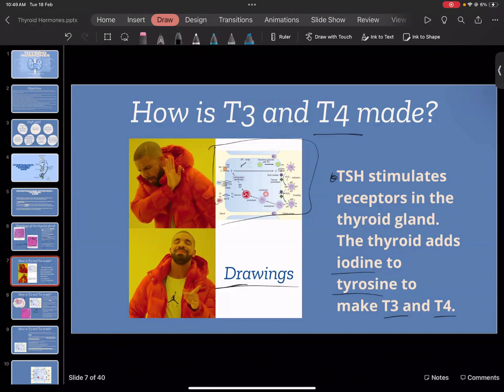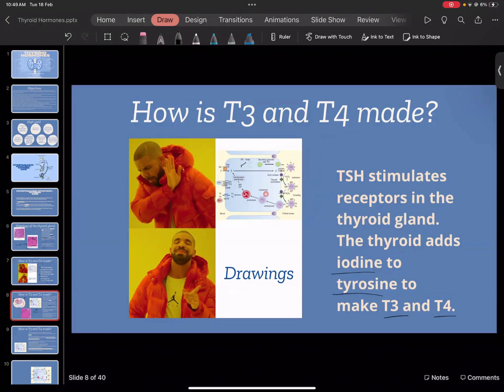First off, the TSH stimulates receptors in the thyroid gland. I already said this. The TSH comes from the pituitary gland, and it stimulates the receptors on the thyroid gland to make thyroid hormone. The second one is that the thyroid adds iodine to tyrosine to make T3 and T4. So it's important to remember one, iodine, and two, tyrosine. These are the components of thyroid hormone.